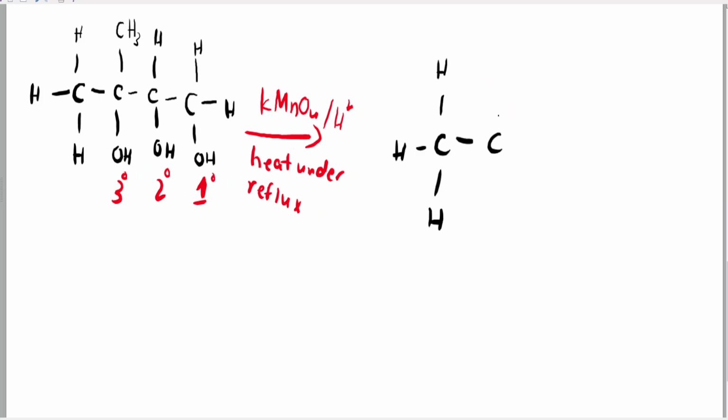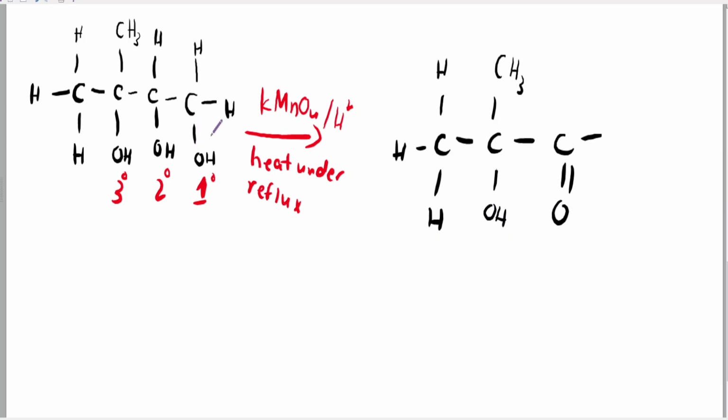The only part that oxidizes are the alcohols. So first of all, this alcohol is tertiary, so it won't oxidize because tertiary alcohols do not have any hydrogens to spare. So I draw the tertiary alcohol as it is. Then comes the secondary alcohol. Secondary alcohol has one hydrogen to spare. So this hydrogen and this hydrogen get removed, and what I get is the carbon, which is double bonded to an O, and then comes the next alcohol.